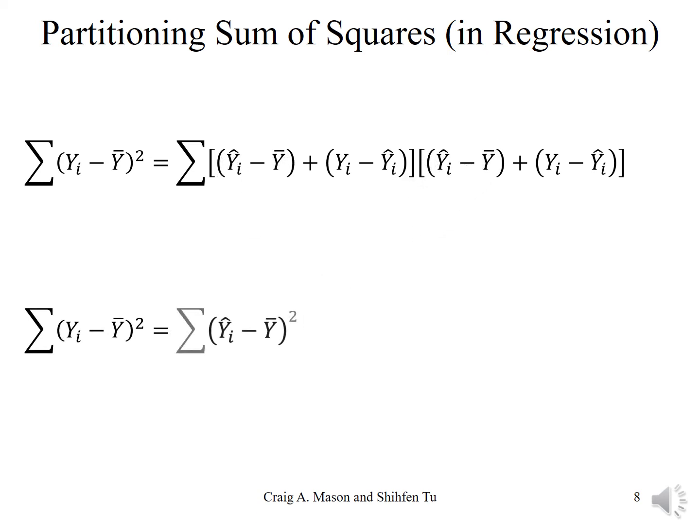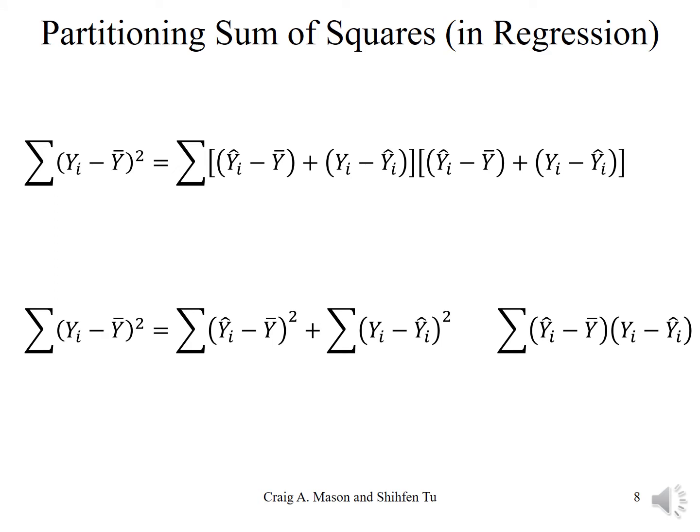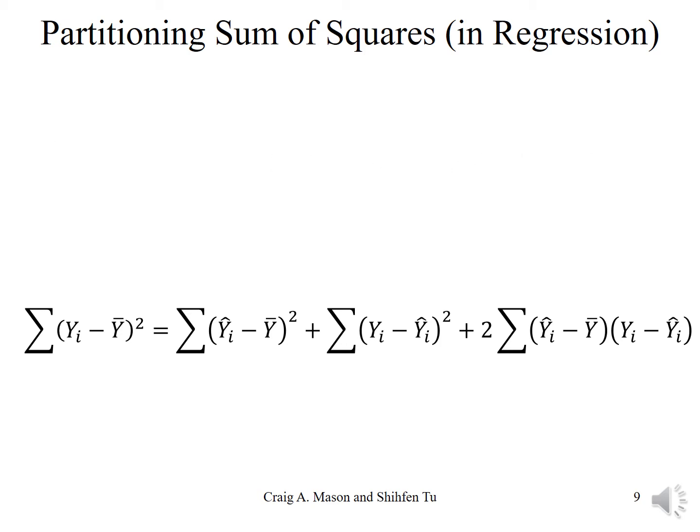The sum of y hat minus y bar times y hat minus y bar is just the sum of y hat minus y bar squared. Similarly, the sum of the observed y minus y hat times the observed y minus y hat is just the sum of the observed y minus y hat squared. Then we have the sum of y hat minus y bar times the observed y minus y hat. But our last term in our expansion is just the same thing written in reverse order. So we have 2 times y hat minus y bar times the observed y minus y hat. So we end up with the sum of yi minus y bar squared equals the sum of y hat minus y bar squared plus the sum of yi minus y hat squared plus 2 times the sum of y hat minus y bar times yi minus y hat.